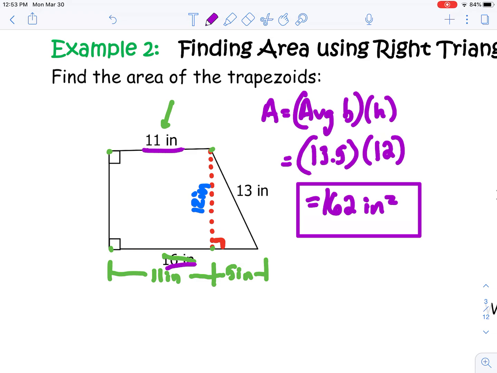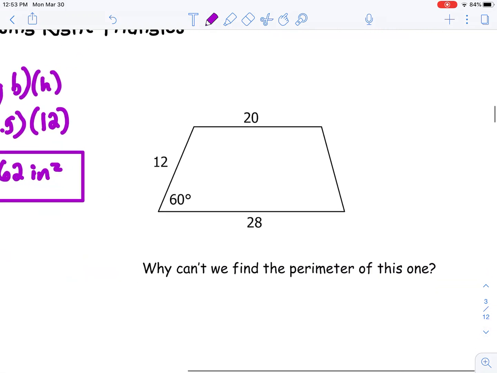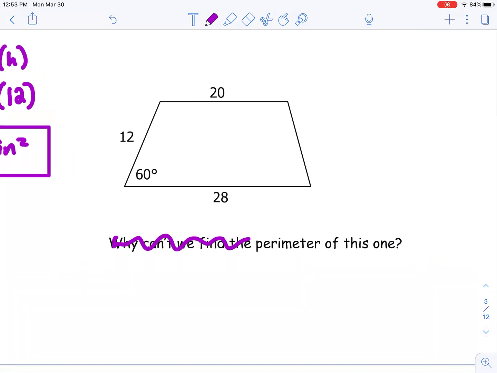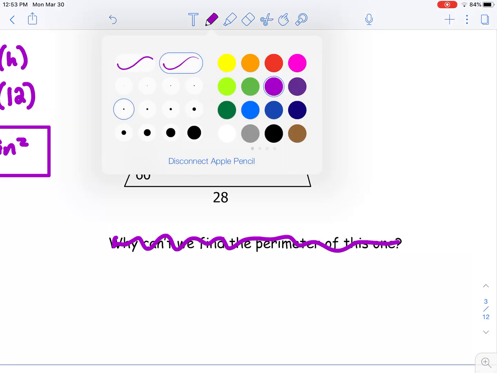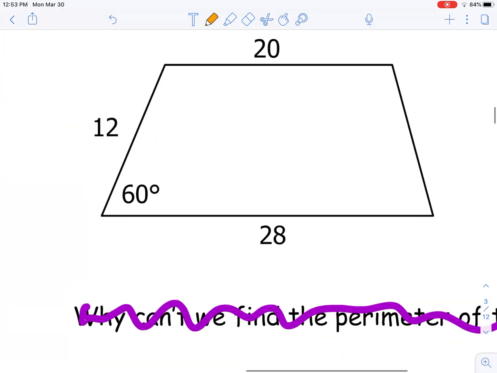Now, sometimes when we draw in this altitude, this measure of height, it won't make just a normal right triangle. It'll actually make a special one, which means we may not even have to do Pythagorean theorem. Look at this example over here. Notice over here, when I do the exact same process, I draw in my measure of height. I notice that I immediately create a 30, 60, 90 triangle.